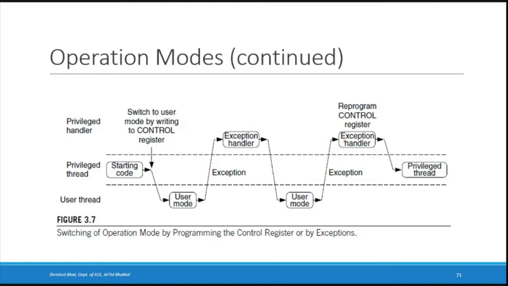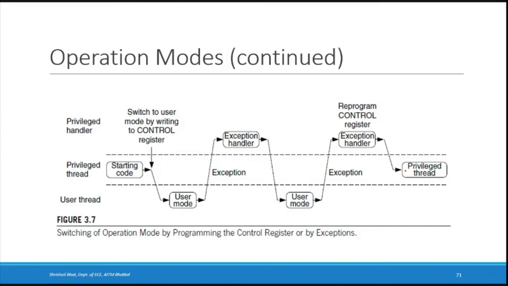Privileged thread: what it has to do is cause an exception. When it causes an exception, it will go to the privileged handler. In the exception handler, you have to program the control register so that you change the bit from 1 to 0, and it will be changed to privileged thread, right? So user cannot write to the control register to make the control bit 0 as 0.